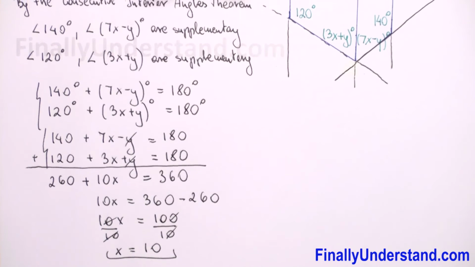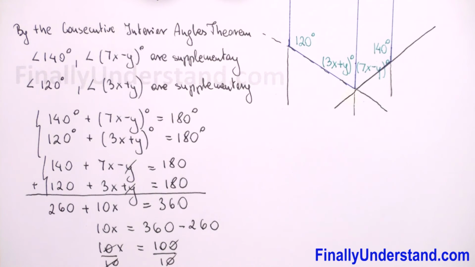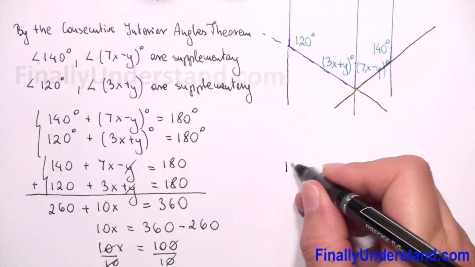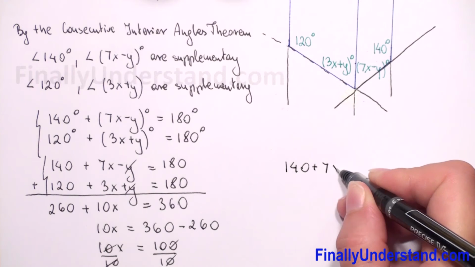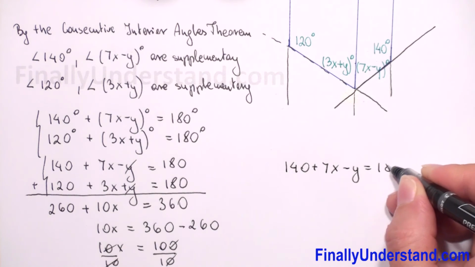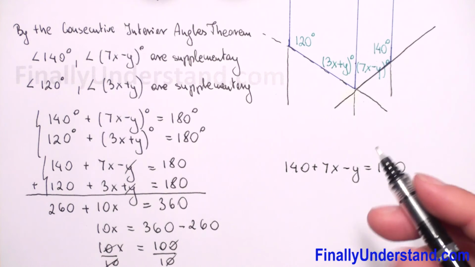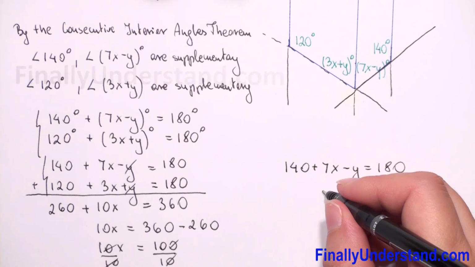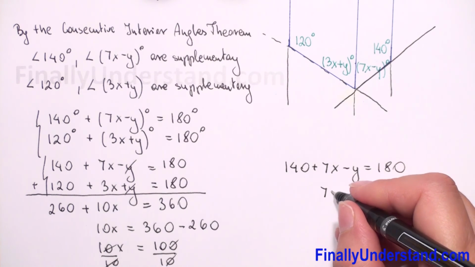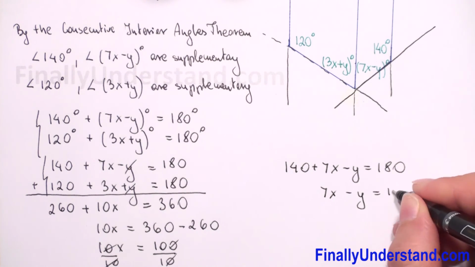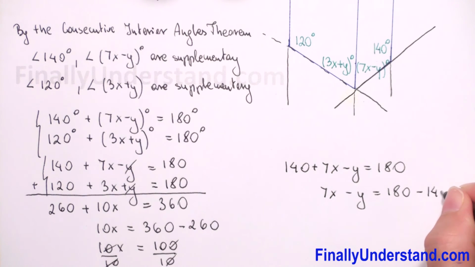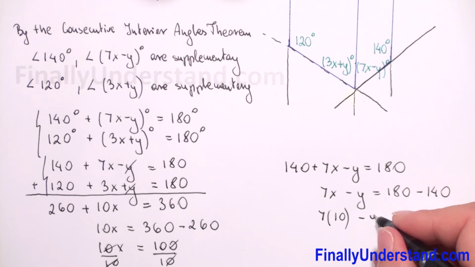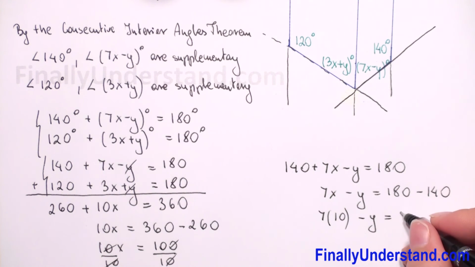And next we have to find y. So let's use, for example, the first equation. We can copy. We have 140 plus 7x minus y is equal to 180. We have x is 10. And let me move 140 to the right side. So we have 7x minus y is equal to 180 minus 140. So we have 7 times 10 minus y is equal to 40.